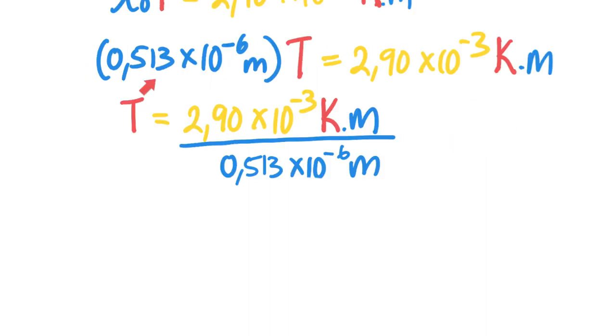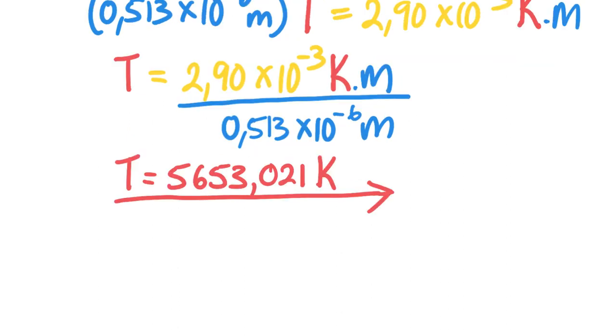We now divide both sides by 0,513 times 10 to the negative 6 meters, so we take it down there, in order to make T the subject of the formula. So T equals 2,90 times 10 to the negative 3 Kelvin meters over 0,513 times 10 to the negative 6 meters. So the meters are going to cancel out, and that gives us an associated temperature of 5,653,021 Kelvin.